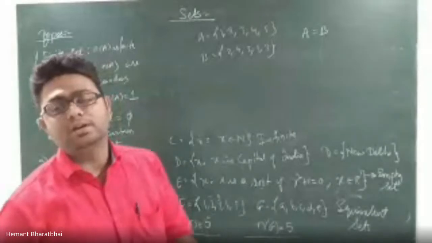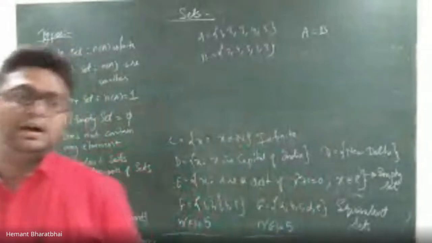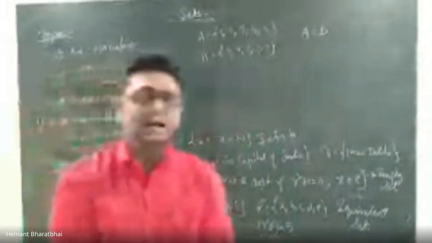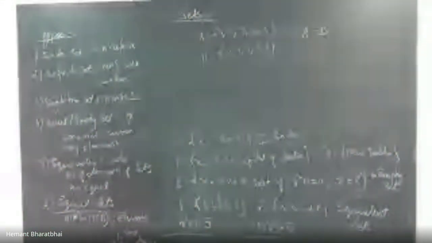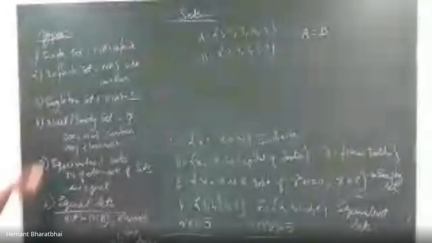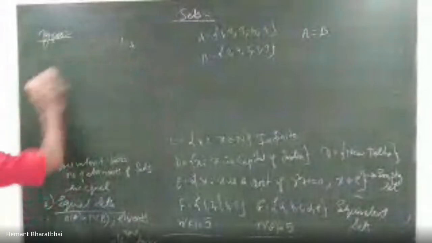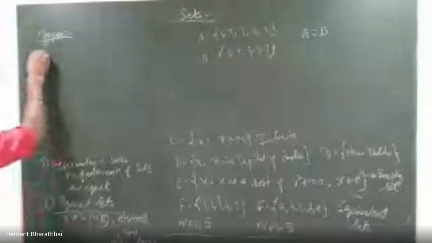In equivalent set, only the cardinal number will be same. But for an equal set, the cardinal number as well as the elements both are going to be same. Then we call it as equal sets. Okay. Now let's see next. So now we know what are equal sets. Now let's move ahead after equal sets.